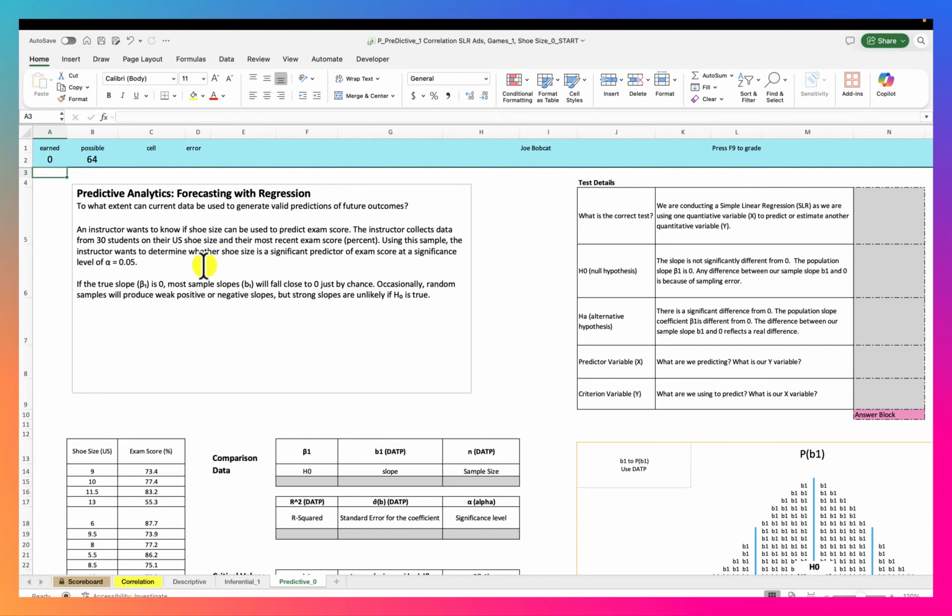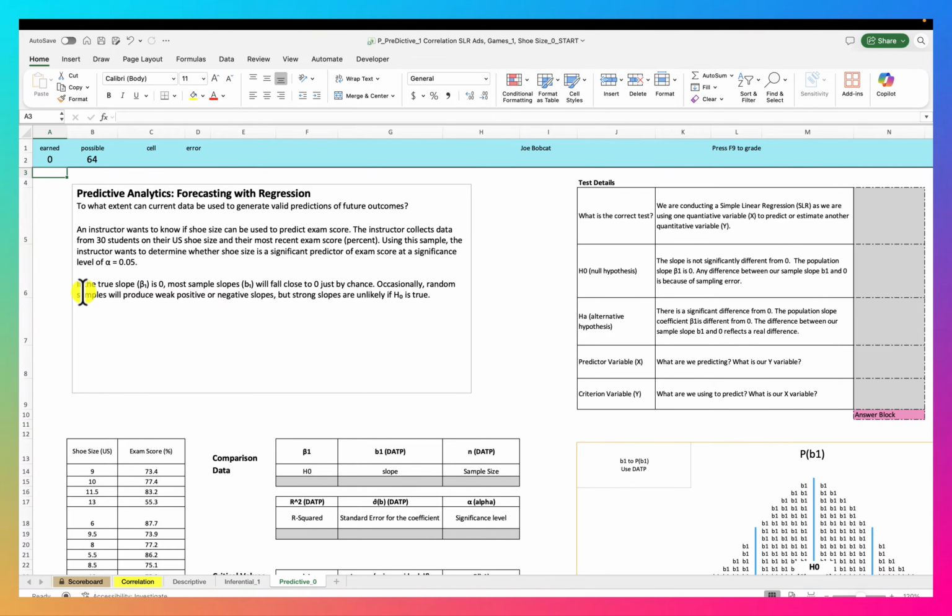Using this sample, the instructor wants to determine whether shoe size is a significant predictor of exam score at a significance level of alpha 0.05. So here, in terms of prediction, we're really concerned about that trend line, because the trend line is going to allow us to predict future values.